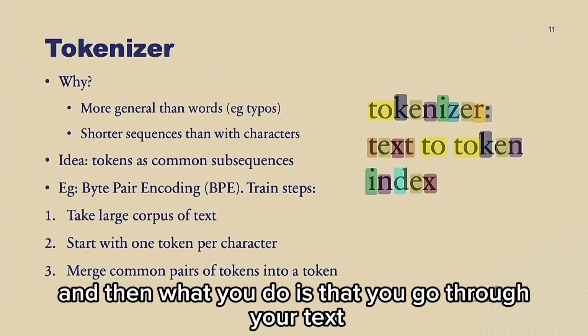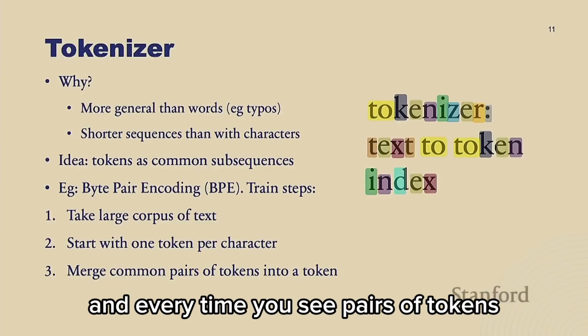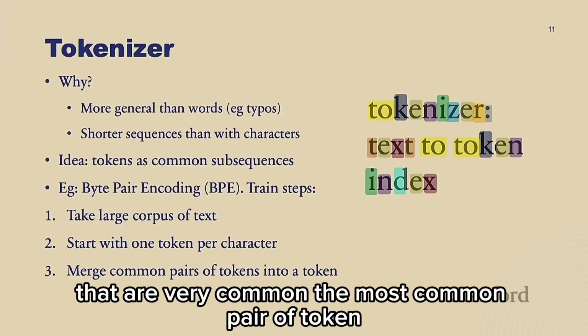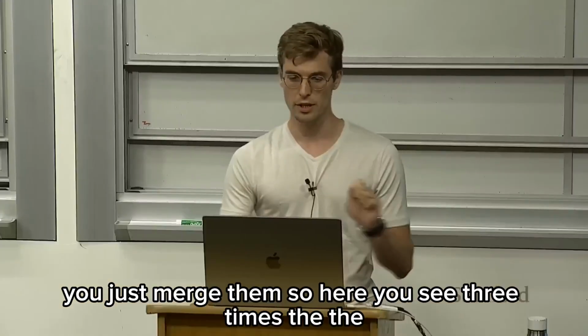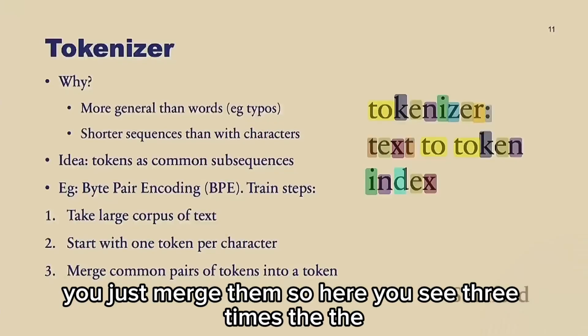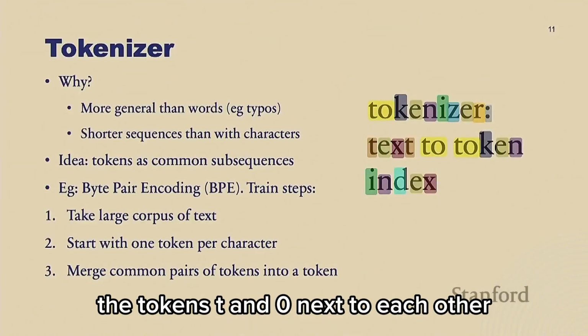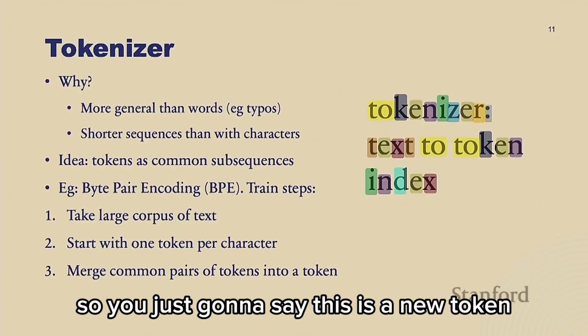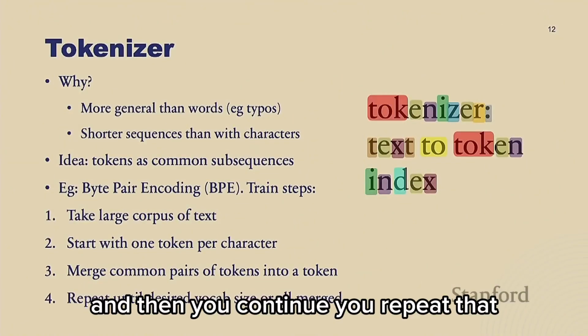And then you go through your text, and every time you see pairs of tokens that are very common, the most common pair of tokens, you just merge them. So here you see 3 times the tokens T and O next to each other. So you're just going to say this is a new token. And then you continue. You repeat that.